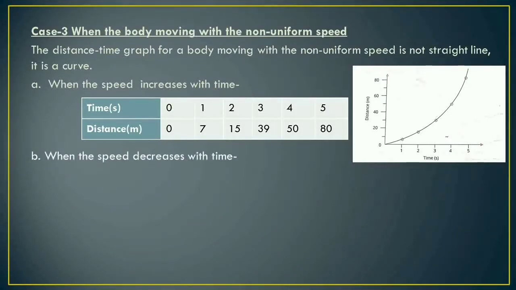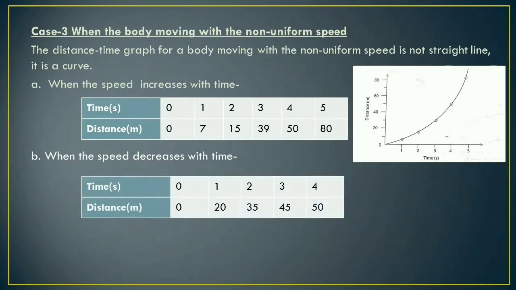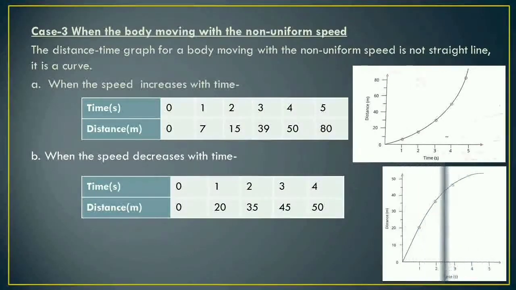Now we will see the second possibility, when the speed decreases with time. When the speed of a body decreases with time, the distance covered by it per unit time also decreases with time. Therefore, the distance-time graph with decreasing non-uniform speed will be a curve whose slope decreases with time.